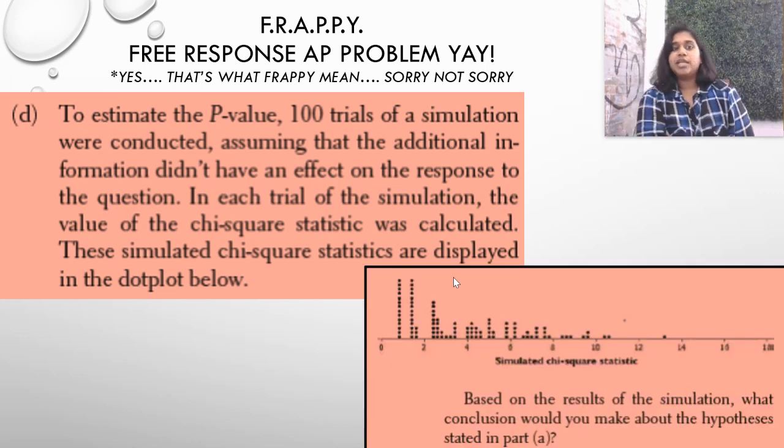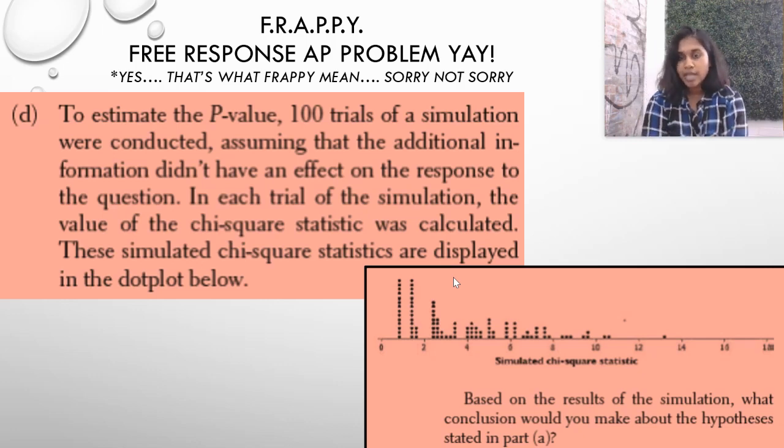But for D, to estimate that p-value, let's say we said, okay, well, we can't quite pull a chi-square for the original data. Let's pull 100 trials of simulations. So let's pull a sampling distribution, right? A simulated chi-square statistic, assuming that the additional information didn't have an effect on the response to the question. In each trial of the simulation, the value of the chi-square statistic was calculated. These simulated chi-square statistics are displayed in the dot plot below. So again, it was a simulation, so they're making no assumptions. They're not running this trial more than once.